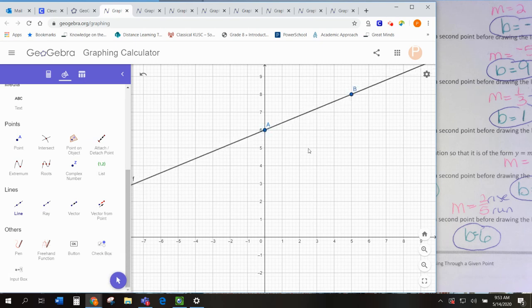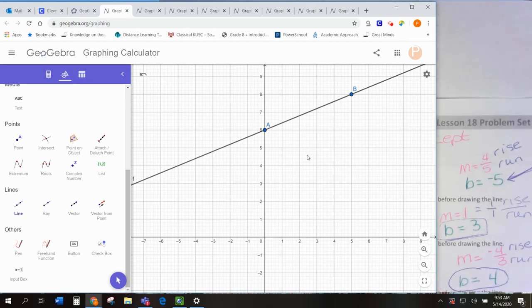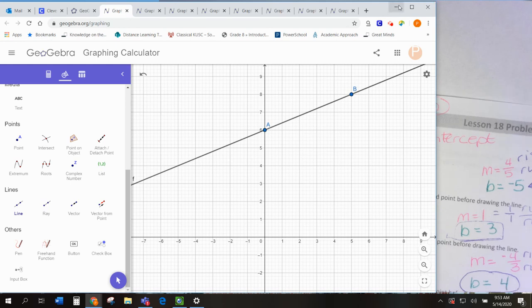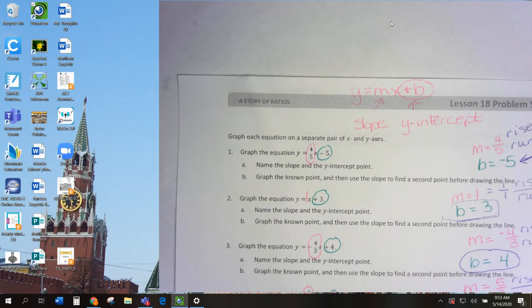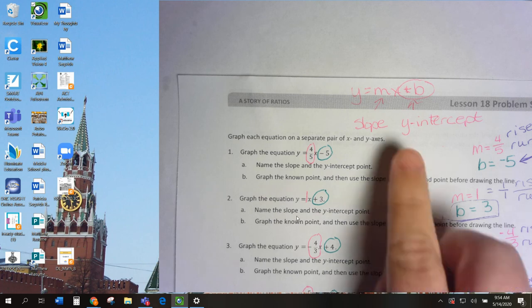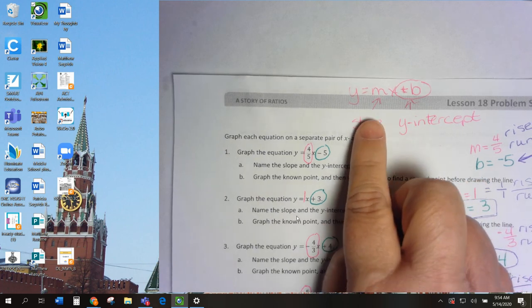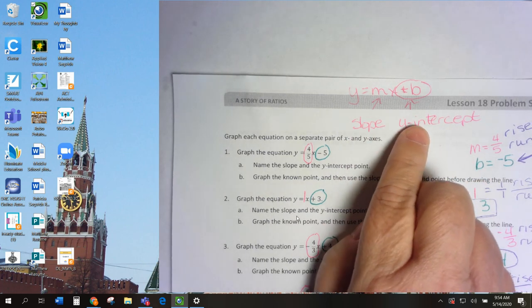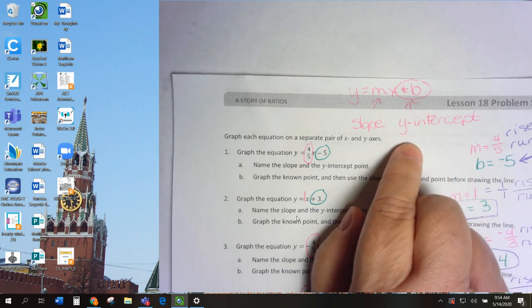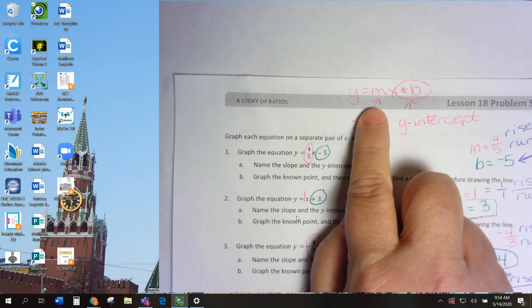So there you go. I hope you have a good understanding of how you plot from slope-intercept form. Starting with y equals mx plus b, our slope is m, our y-intercept is b. We plot the y-intercept and then use the directions for slope.